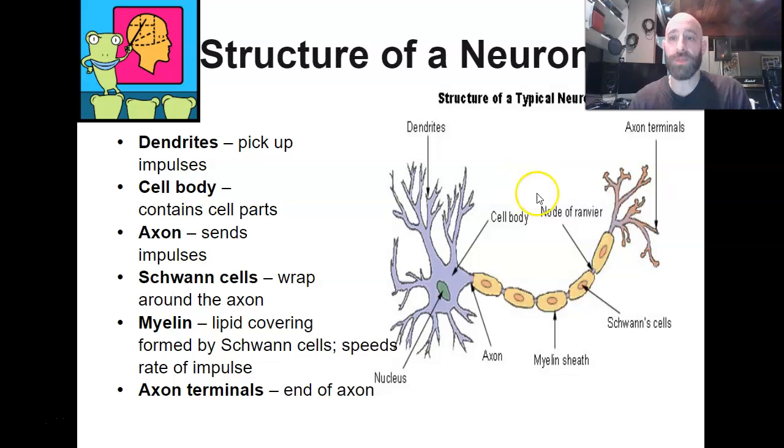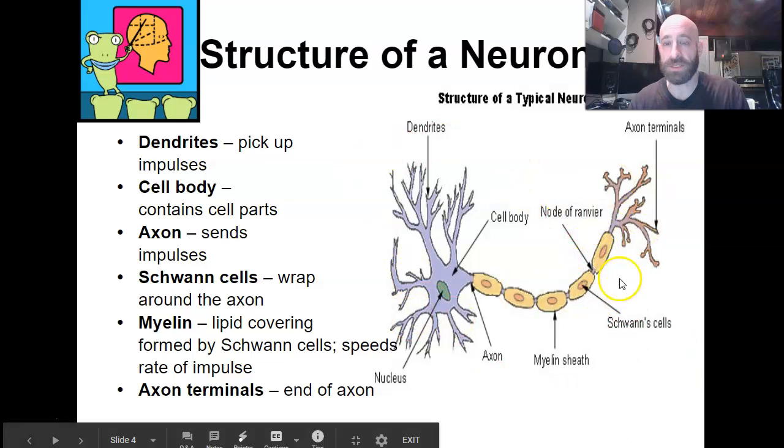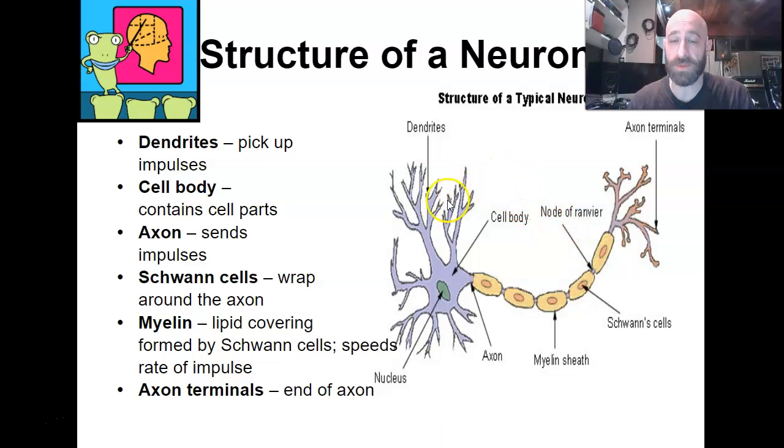So let's get started. Well, this is a neuron here. You've all probably seen an image of a neuron before. They don't all look like this, but this is the most common type of neuron in the body. It is what we call a multipolar neuron. And I'm going to go into more detail about what that means a little later on in this unit. But for right now, we can just know that this is going to be your most common type of neuron.